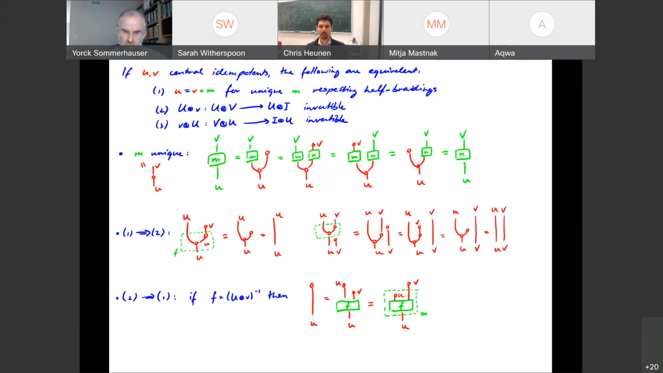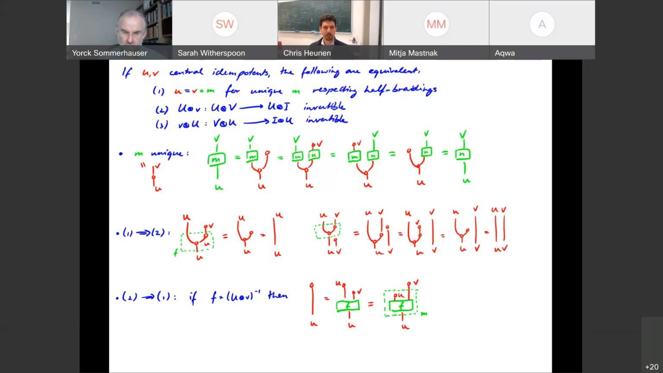And then I can play the same game in reverse. I can say first M and then forgetting about V is the same as forgetting about U straight away. And then copying U and then forgetting about one copy is the same as doing nothing. So the whole thing is the same as just N. So if there's two morphisms such that U factors through V, through these two morphisms, then they have to be the same after all. In other words, U factors uniquely through V if it does so.